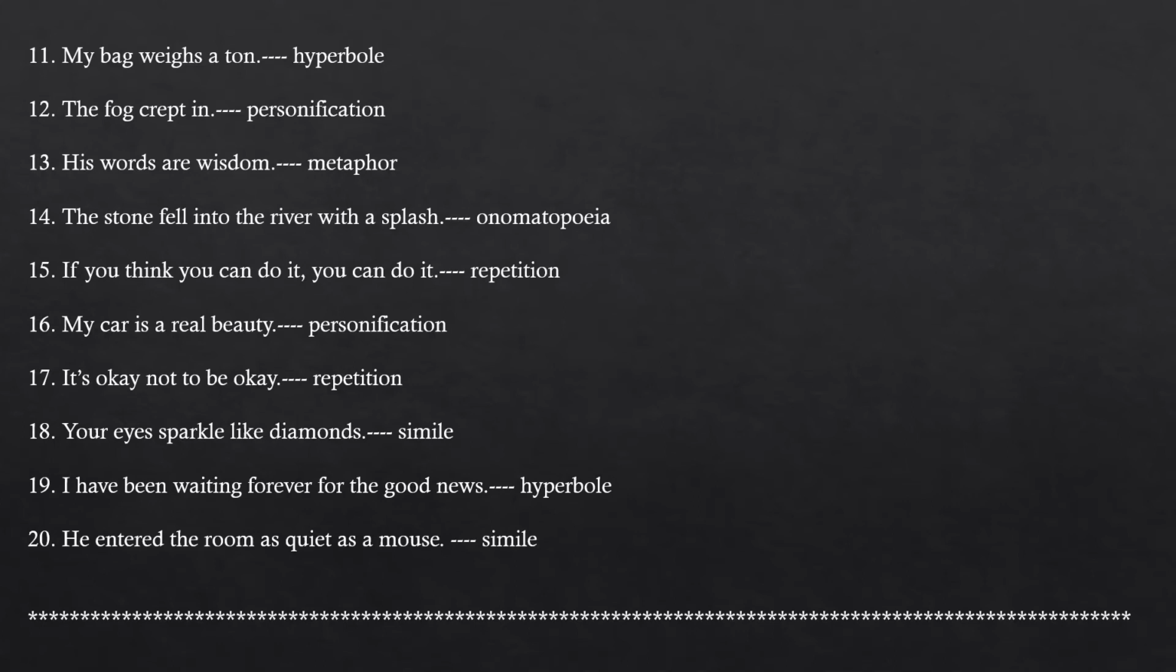Moving on to the 11th sentence. It reads, my bag weighs a ton. Now, this is an example of hyperbole because I just wanted to mean that my bag is too heavy, and I have used the word a ton. A ton is huge in terms of weight. So, my bag is heavy. I just wanted to exaggerate the point that my bag is too heavy. I have used the word ton.